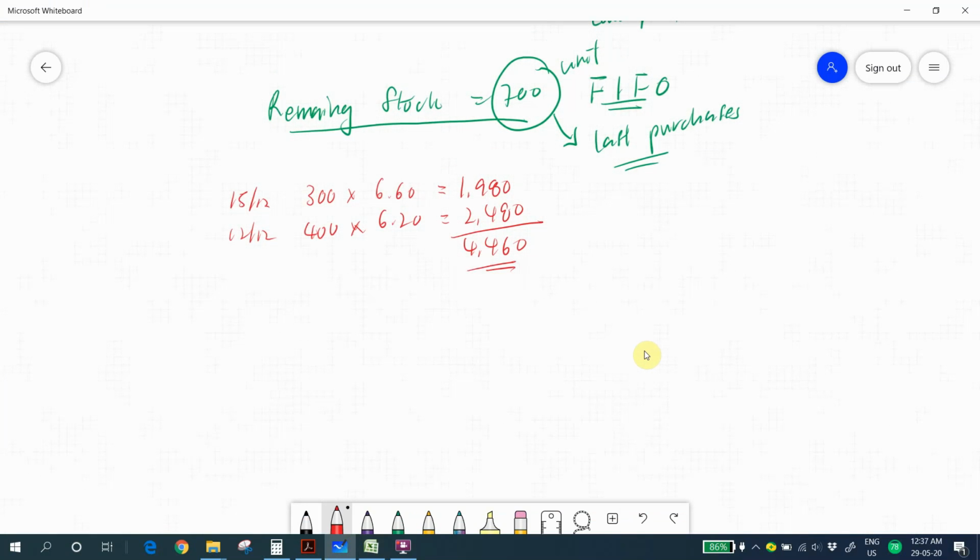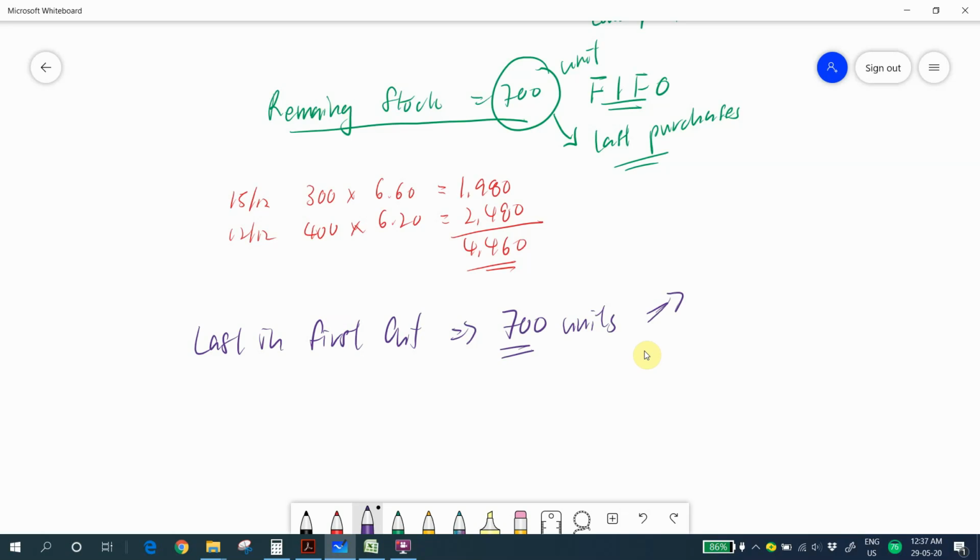So this is for your last in first out testing. So the remaining stock we have is 700. So this 700 units can refer to what? Can refer to the earlier purchase. The most earlier purchase will become your closing inventory under last in first out method.